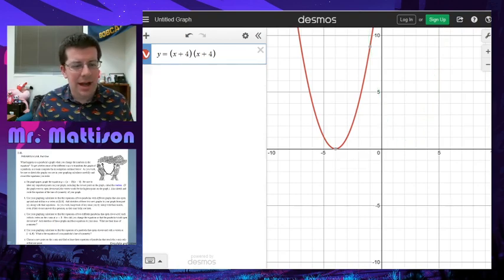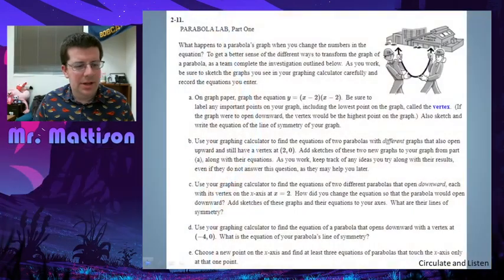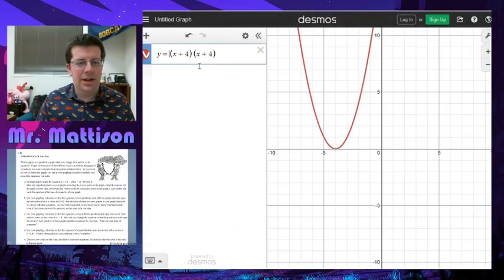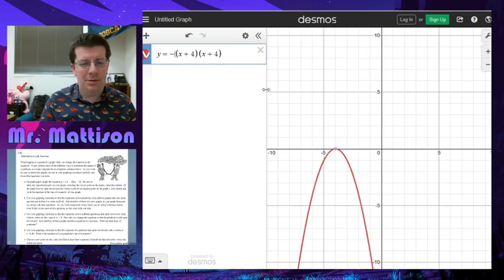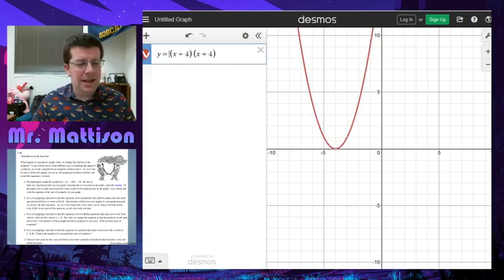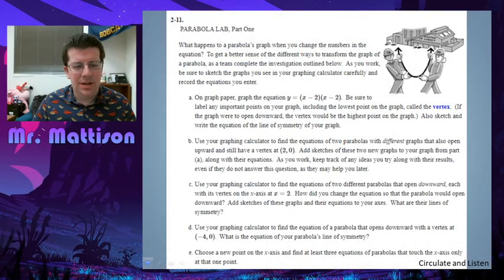So on that one, I have that, and then I can also see if I want to get different equations for it, I can just go here and put numbers in front, and I'll get the same vertex. And I can open it downward with a negative. I can make it wider or skinnier by changing the numbers in front of it, and stuff like that. So hopefully you encountered that portion as well.